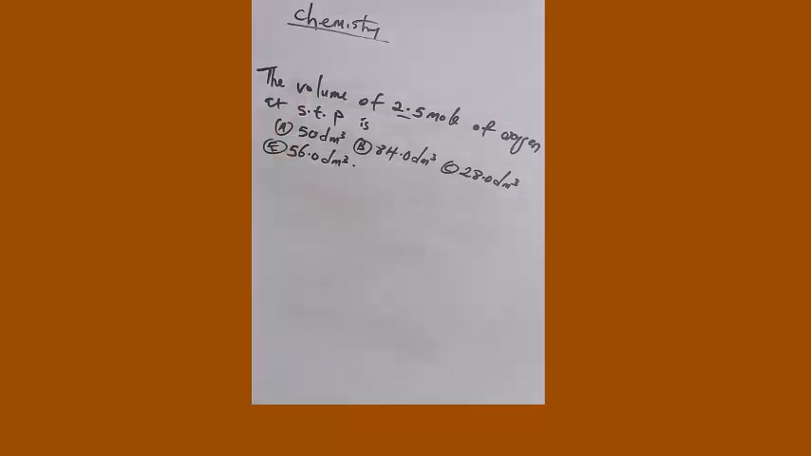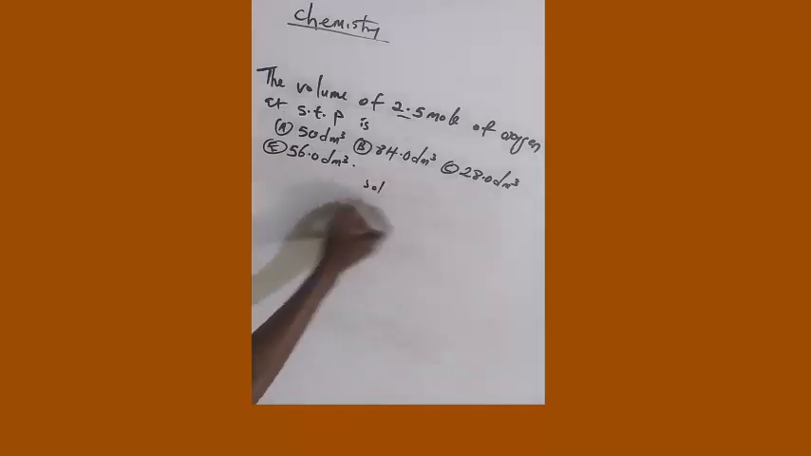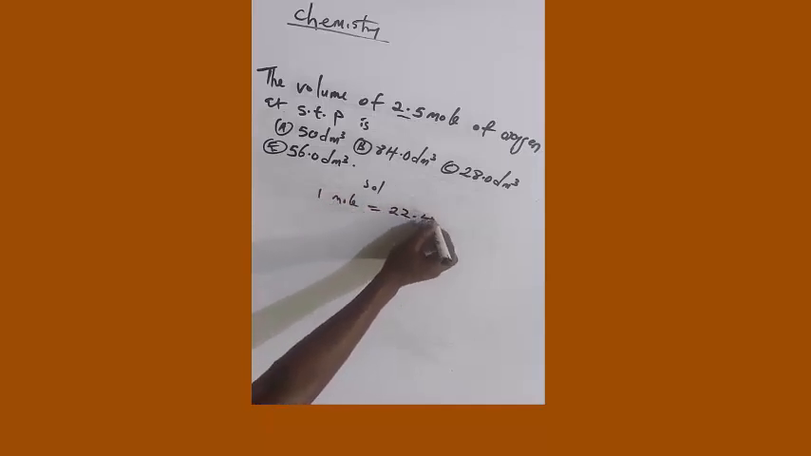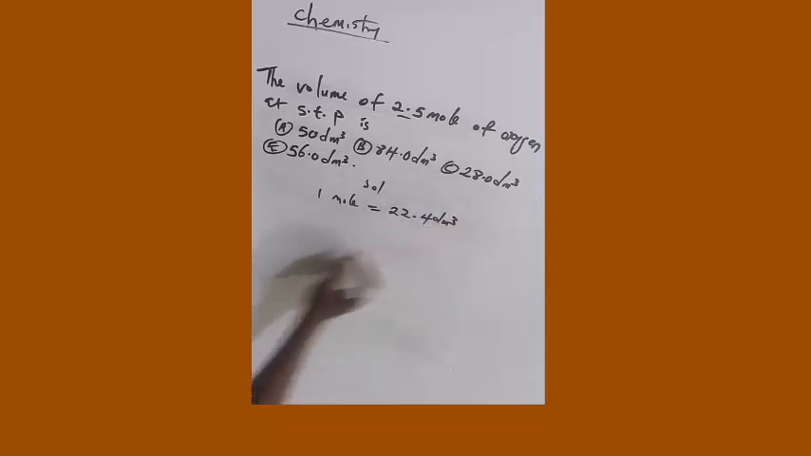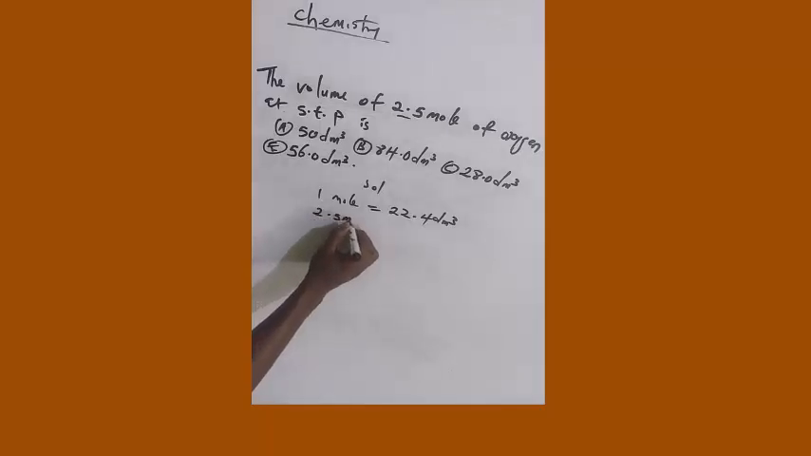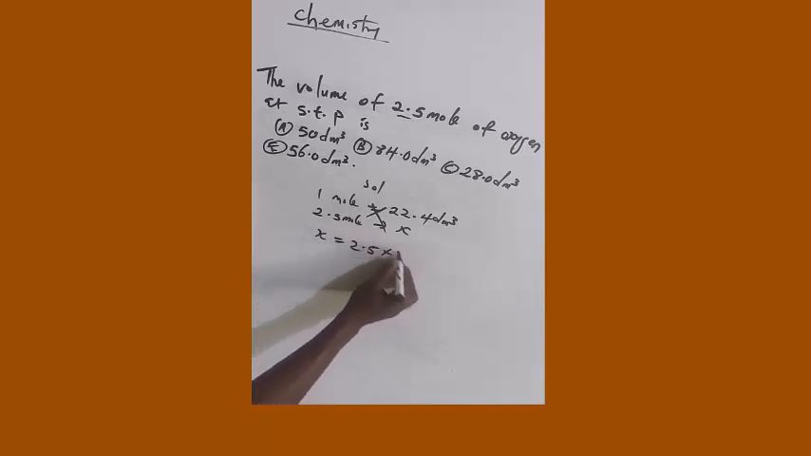And what is the volume mole concept? 1 mole is 22.4 dm cube, is it not? So you can simply say 1 mole of a gas at STP is 22.4 dm cube. If you now have 2.5 mole, what will be the volume? X. You cross multiply, X is equal to 2.5 times 22.4 dm cube.